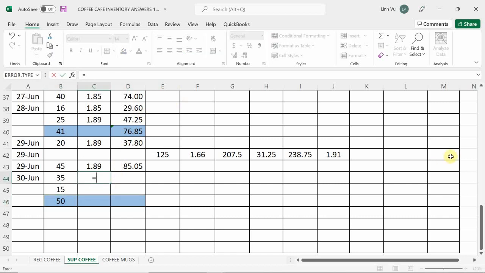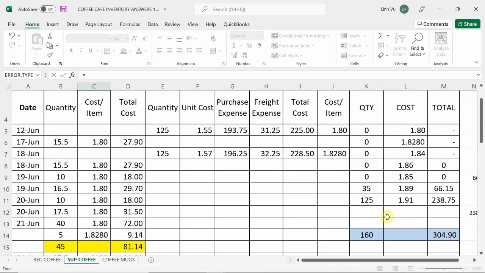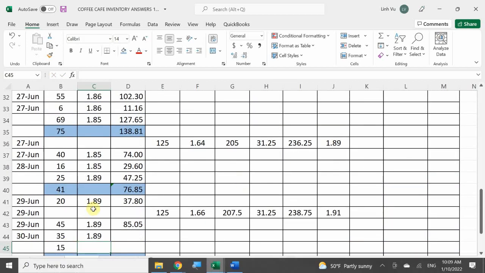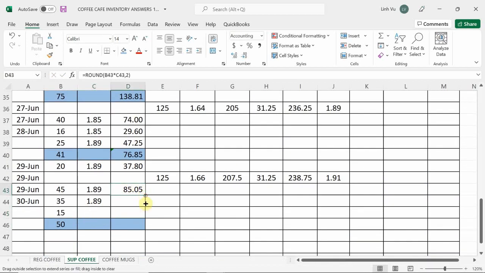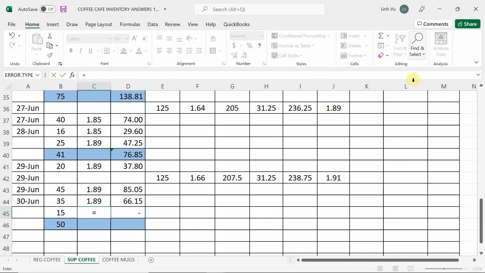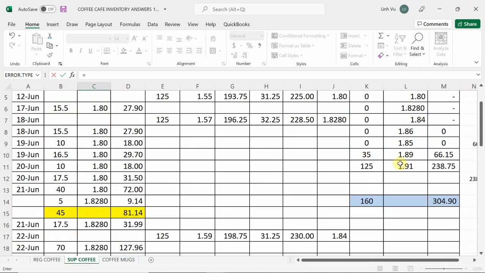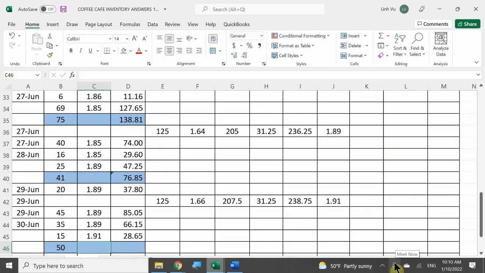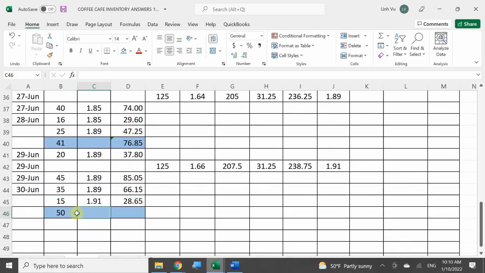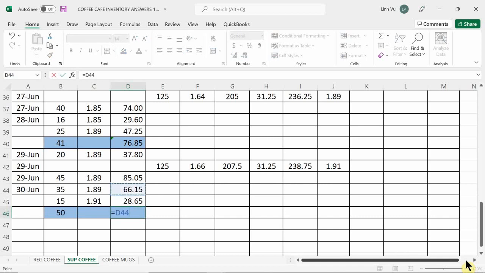Okay, starting with the first one, 35 at $1.89, which we know to be $66.15. And then we also have to figure out these 15 pounds from the 125. We know for sure it's $1.91. So therefore, we got $28.65, giving us a grand total cost of goods sold of $94.80.